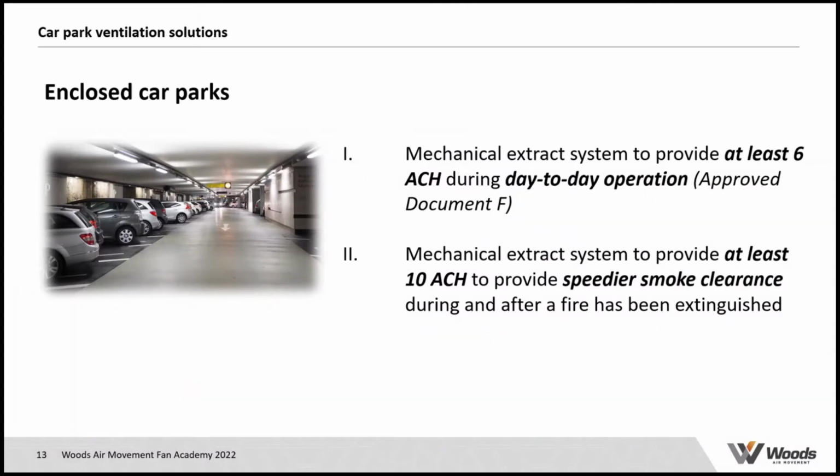The third one, in terms of structural design, is a fully enclosed car park. As an engineer, I prefer this one. Fully enclosed, so no natural vents to atmosphere, either because it's just a block of car park or it's on the ground. These car parks require a mechanical ventilation system for day-to-day operation, designed around 6 air changes, and a mechanical extract system to provide at least 10 air changes to provide what we call smoke clearance. But again, we'll talk about smoke a little bit later.